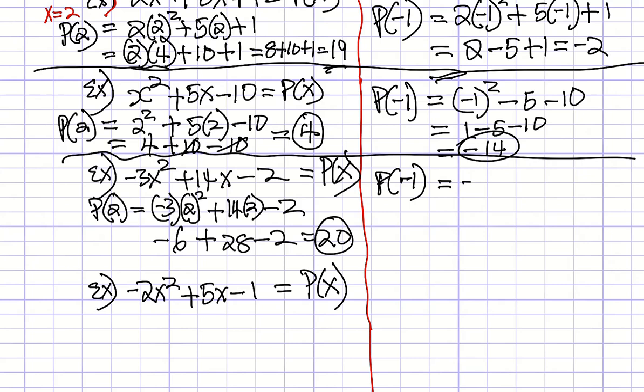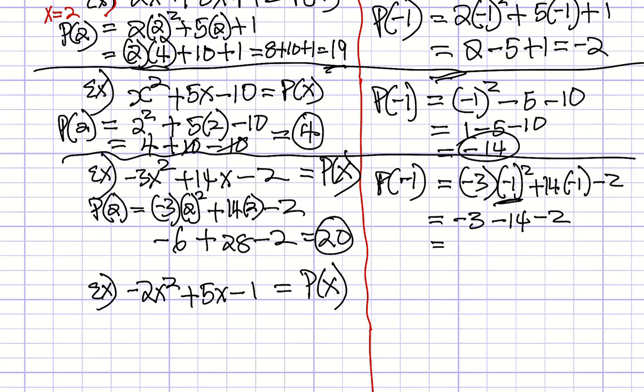It equals negative 3, negative 1, 2, plus 14, negative 1 minus 2. Alright, what is that? Okay, this one becomes positive, so it changes nothing. Negative 3, negative 14, negative 2. You see that, right? That's equal to, see, all negative, man. So it's negative 19, man. That's negative 19.